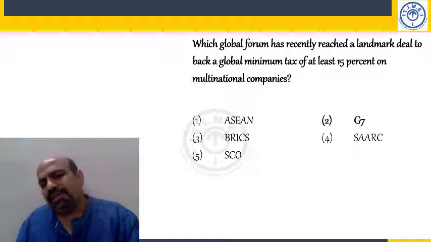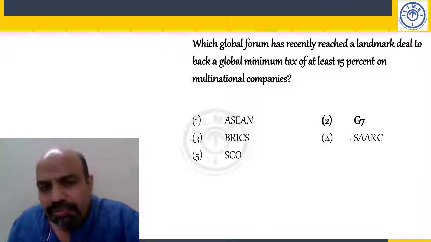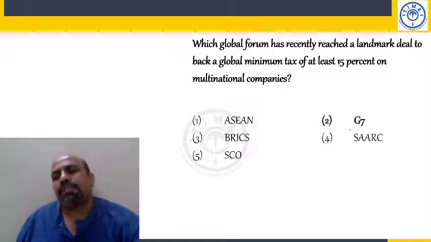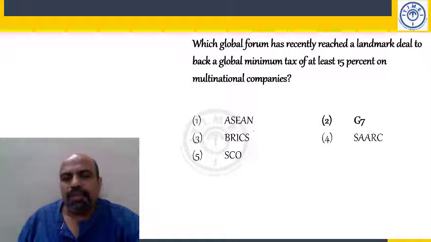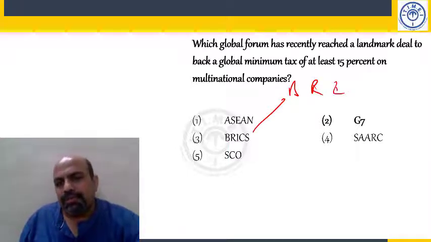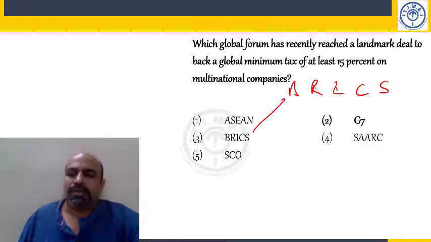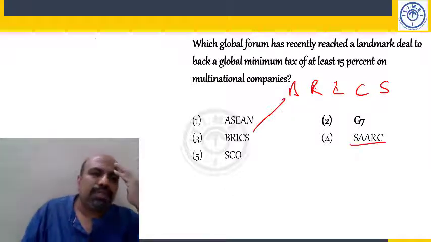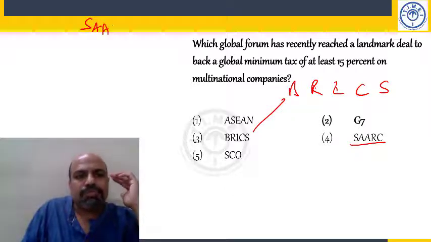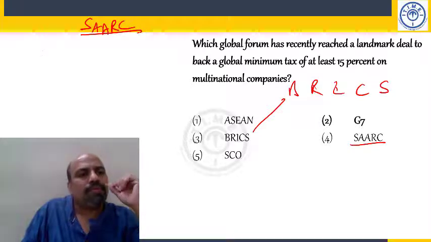Anything else? I think we know about SAARC, so we shouldn't be bothered about SAARC actually, and we shouldn't be bothered about BRICS also. BRICS we know: Brazil, Russia, India, China, South Africa. SAARC, if you want to know, chalo likhte hain, I mean we don't lose anything.